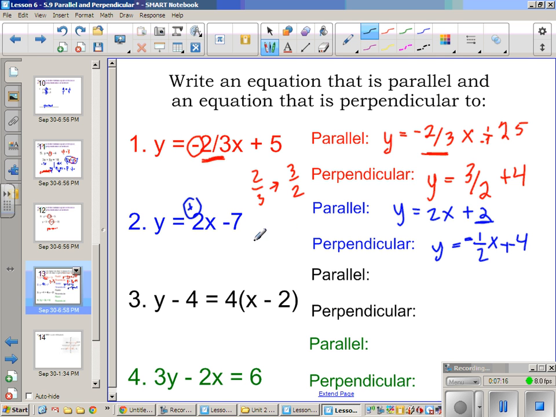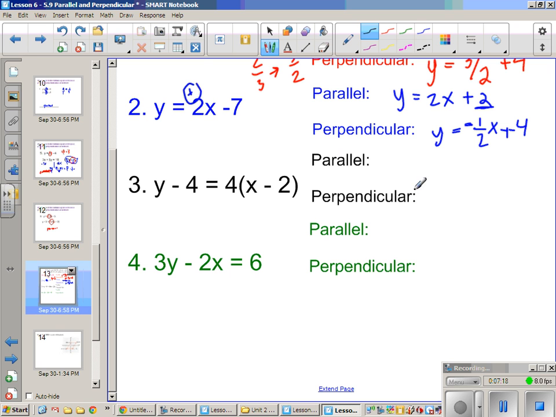Okay. The next one is in point slope form, which isn't too bad. I just need to make sure I know what the slope is. And I see that the slope is 4. So if I wanted to write any parallel equation, I would just be looking for the 4x, and I don't care what the y-intercept is. And if I wanted to write a perpendicular, the opposite reciprocal of 4 is 1/4. And since the slope of this one's positive, I need to make it negative, and I could do that. Does not matter what the y-intercept is.